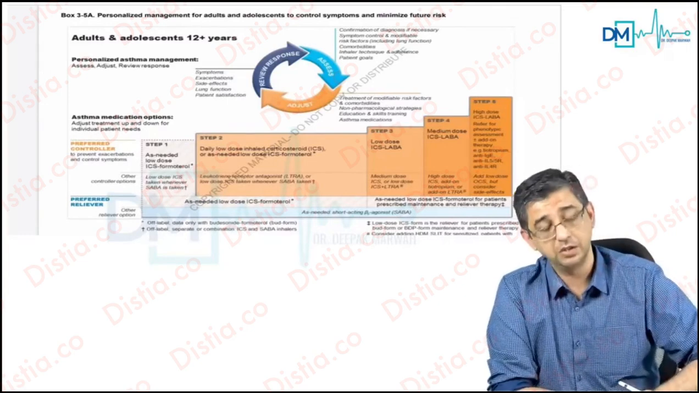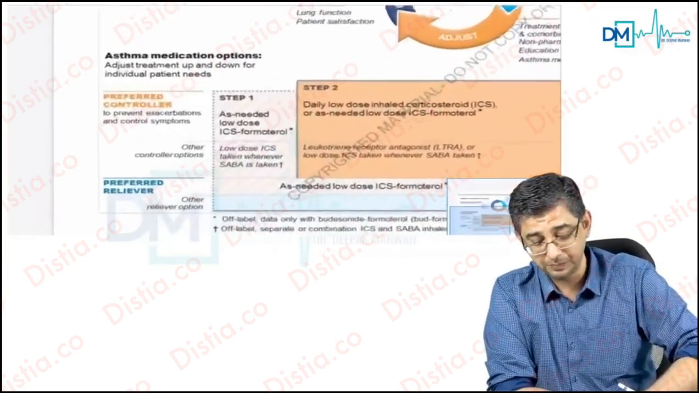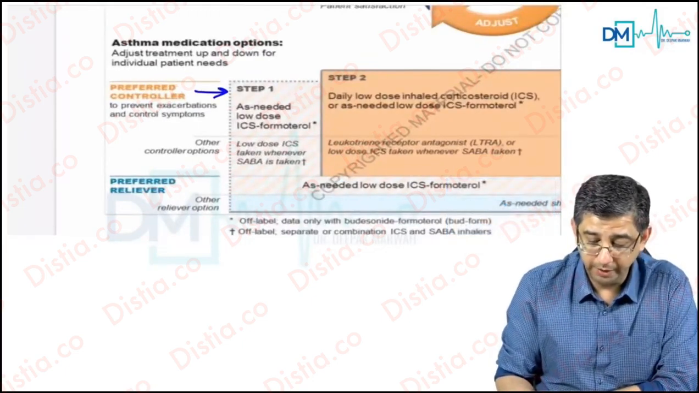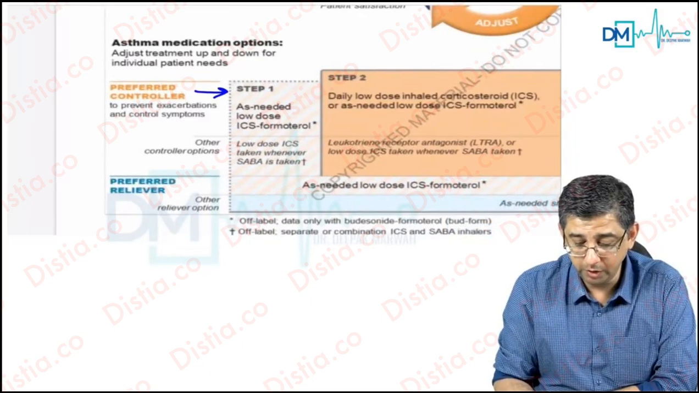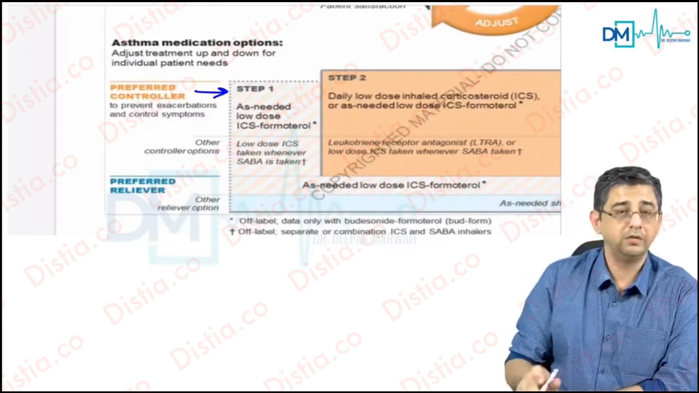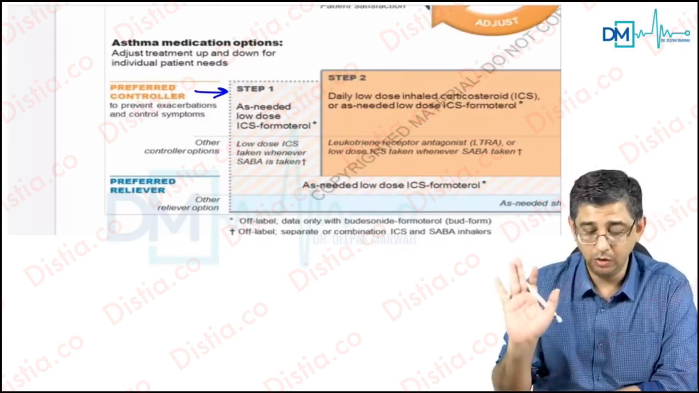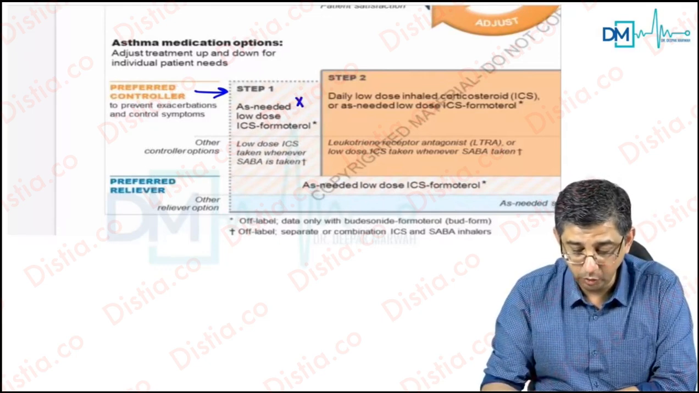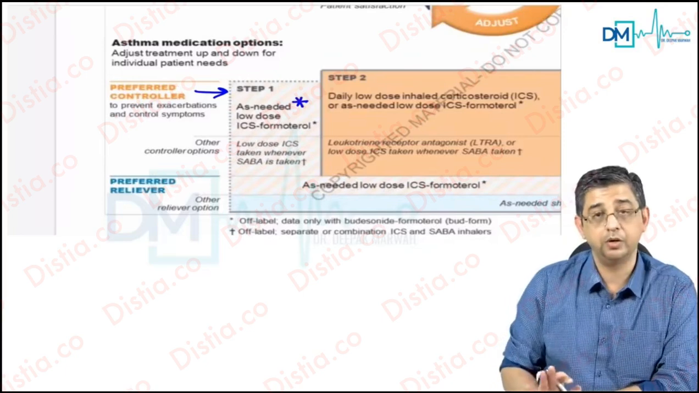And this is what he says. I'll just zoom it in for your convenience. He says, preferred controller step 1. It is as needed low dose inhaled corticosteroid and formoterol. He has mentioned the fact that if it's not available, then you can obviously go back by the old protocols. But the first word he has written is as needed low dose inhaled corticosteroid with formoterol.